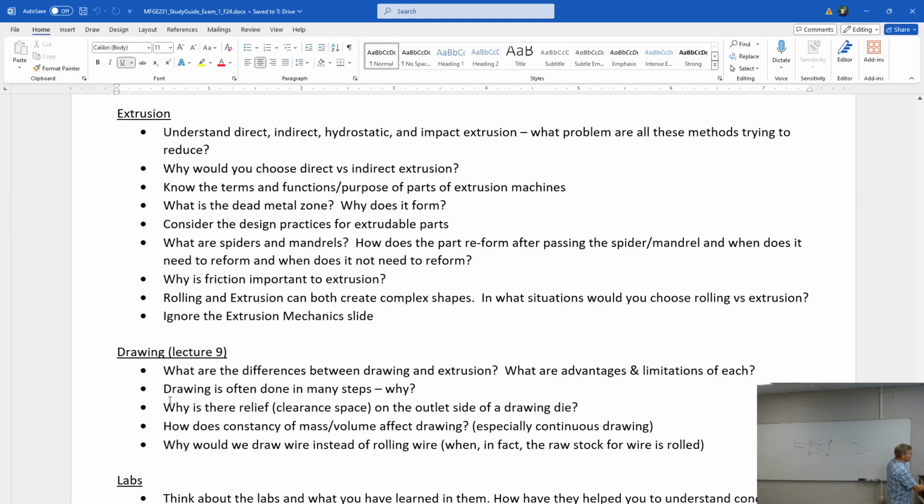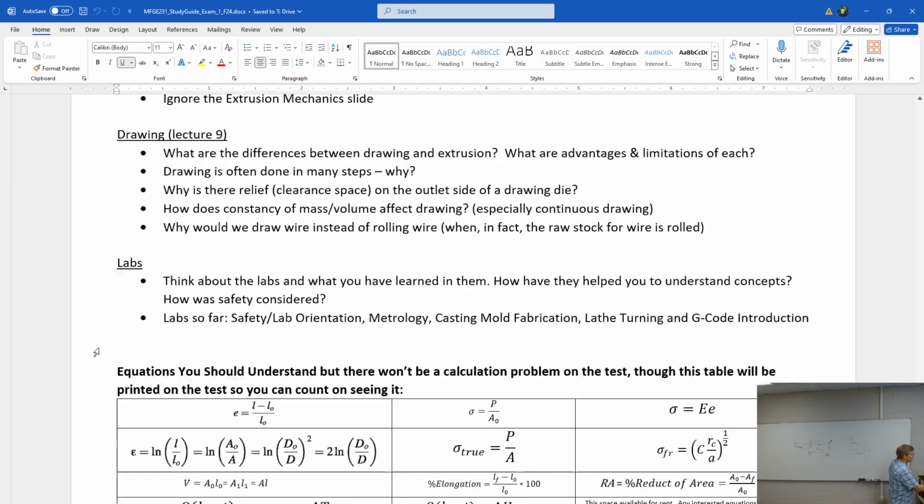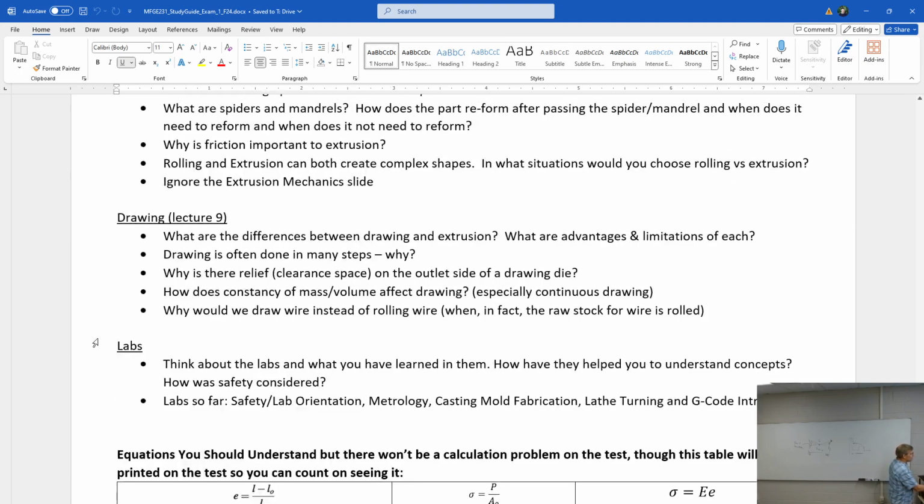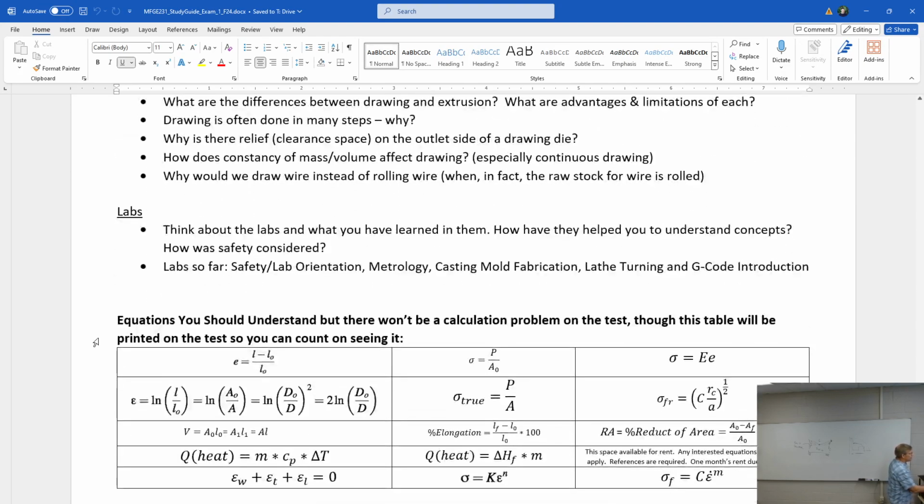All right, drawing. Main thing with drawing is understand why drawing is done in many steps. You can't deform 30%. Yeah, 20 to 30% generally, depends on the material. But yeah, we can't deform it so much, so we have to do it in many small steps, and it's limited by the tensile strength since we're having to pull the material through the die.